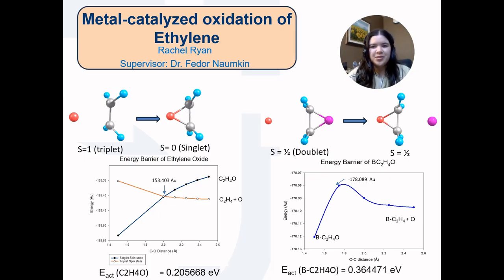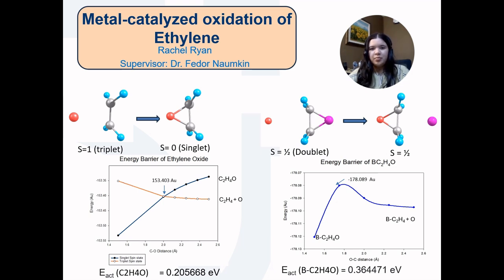I'm a third year chemistry student and my URA STAR project is about modeling the oxidation of ethylene and studying how different metal atoms added to the reaction can mediate it or lower the energy barrier. On the left you see the ethylene with the gray carbons and the red oxygen forming ethylene oxide. We're interested in this reaction because ethylene oxide is a useful intermediate to synthesize different products, primarily ethylene glycol, which is used to make antifreeze.